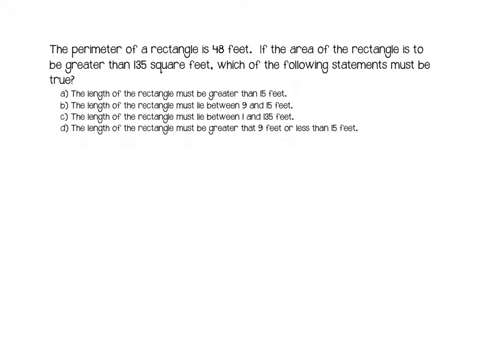The perimeter of a rectangle is 48 feet. If the area of the rectangle is to be greater than 135 square feet, which of the following statements must be true? Okay, so I see perimeter is 48 feet, and I see that area is 135 feet, and I see it's greater than 135 feet.